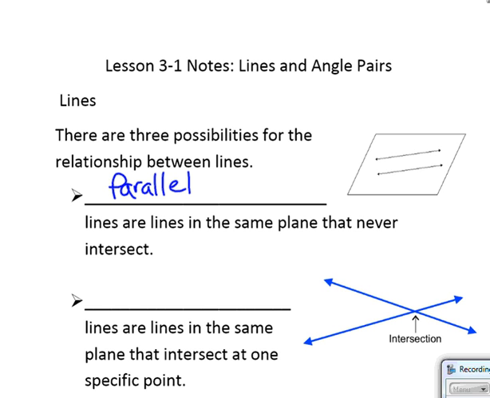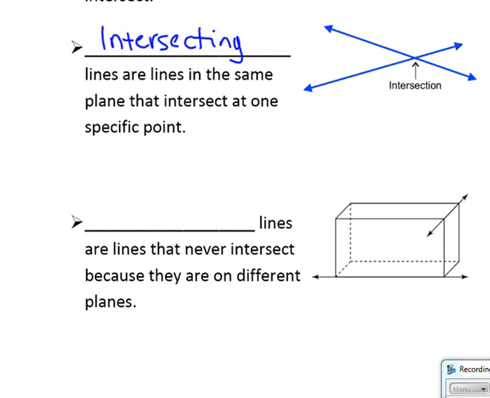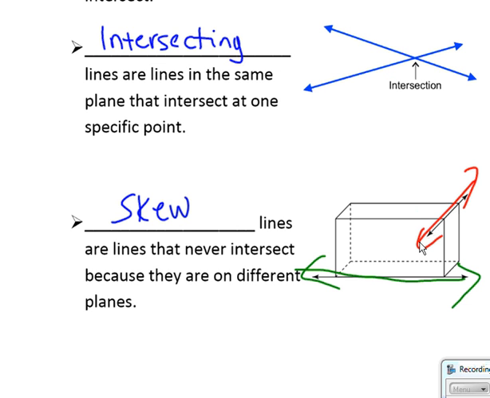The second option is for the two lines to intersect in a single point. These would be intersecting lines. The third possibility is for the lines to not intersect, but only because they are on different planes. These lines are called skew lines. For example, this line and this line do not intersect, but that's only because they are on different planes.